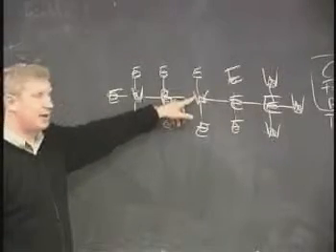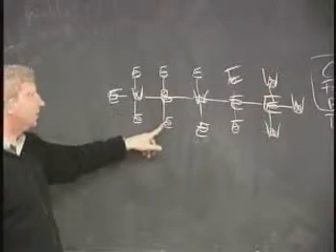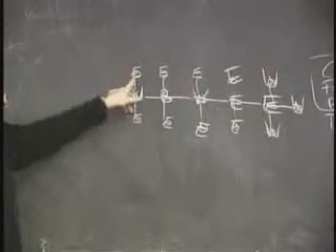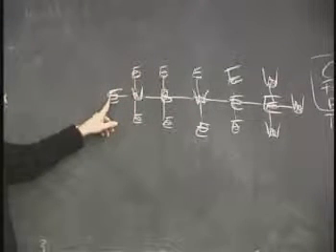This counts as white because it's bounded by this white. This one counts as white. This one counts as black. This one counts as black. This one counts as white. This one counts as white. And this one counts as white.